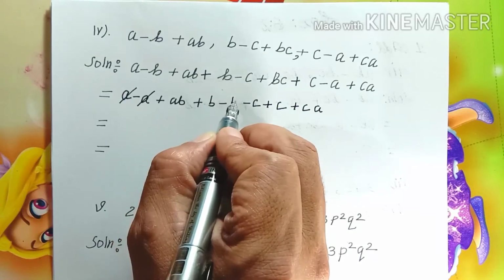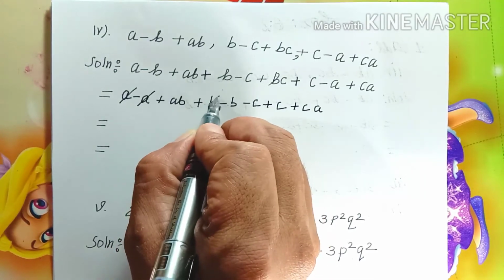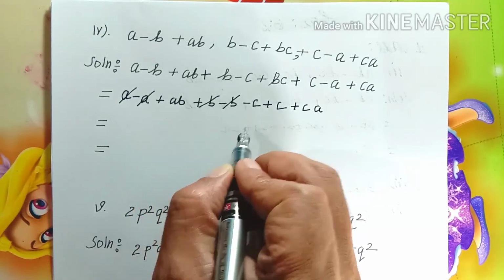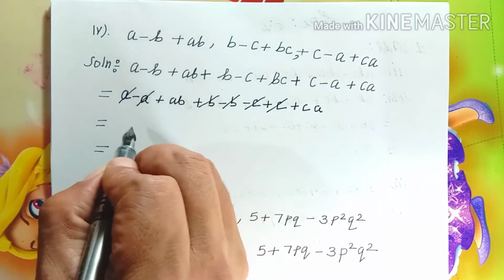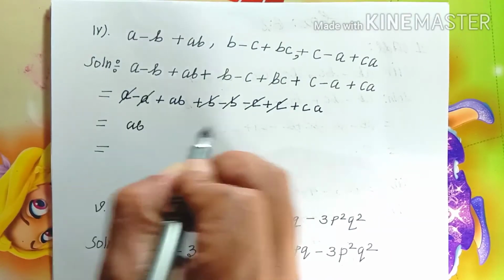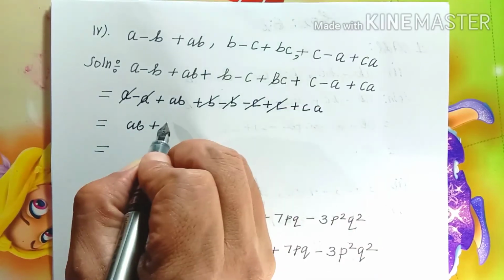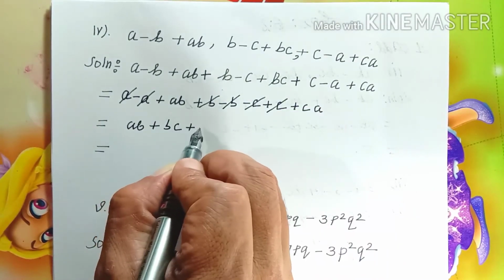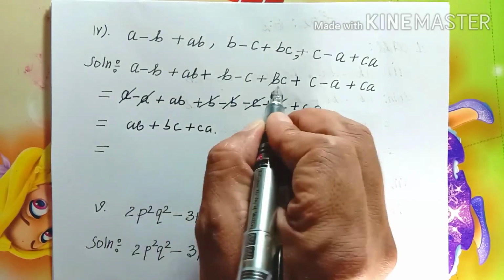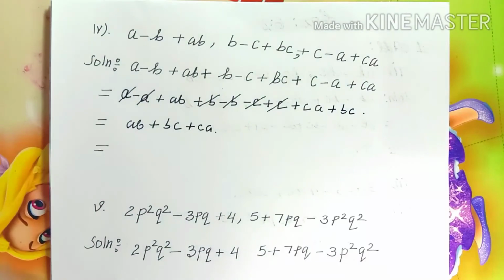Plus b minus b, that means minus plus will be minus, b minus b will be 0, so this 2 also we can cancel. Again, plus c minus c also we can cancel, so we left with a, b after that here, that is plus, again here bc also left out, bc followed by here a, c or ca. We have missed out here a plus, that is a bc.